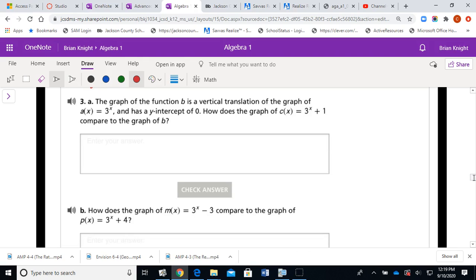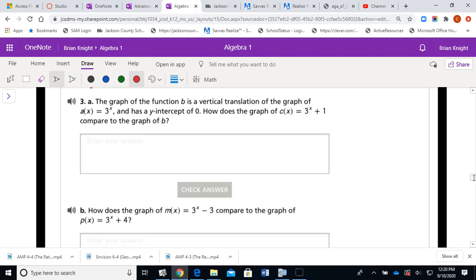Let's see here. Number 3 says the graph of the function b is a vertical translation of the graph of a of x equals 3 to the x and has a y-intercept of 0. How does the graph of c of x equals 3 to the x plus 1 compare to the graph of b? If b is a vertical translation, that means it gets moved up and down, okay? Well, it doesn't give me enough information, does it?